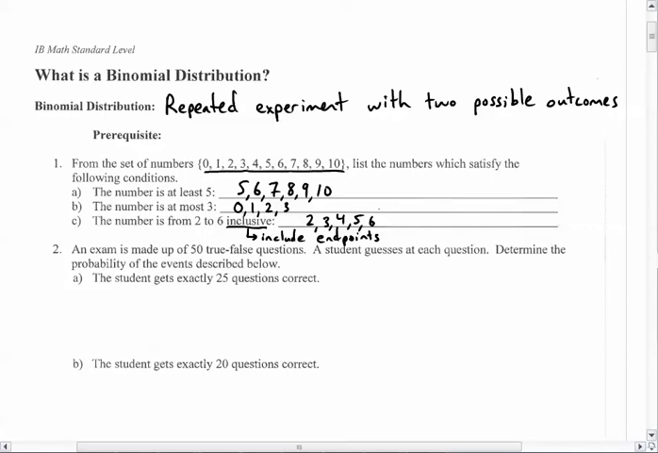But that doesn't mean they'll always get 25 questions right. It's probably pretty likely that they'll get about 24 questions right, or maybe 26. But chances are they're not just going to get one question right, unless they're really trying to fail.